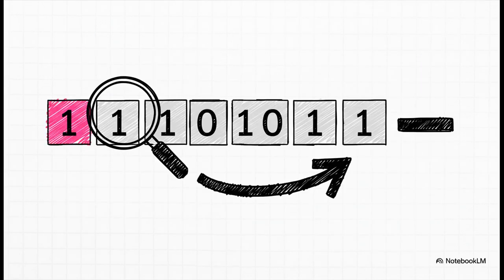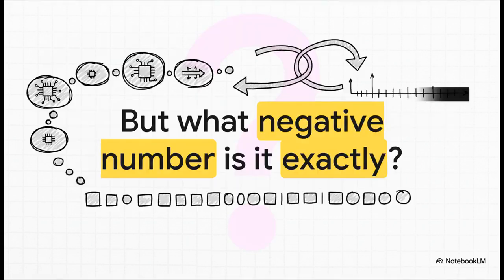Okay, so let's put this winning system through its paces with one last puzzle. We've got this 8-bit binary number here. Now, look at that very first bit, the sign bit. It's a 1. So right away, we know this has to be a negative number. But what negative number is it? I mean, that's the real question, isn't it? Knowing it's negative is great, but which one? How do we decode 11101011 back into something that makes sense to us?